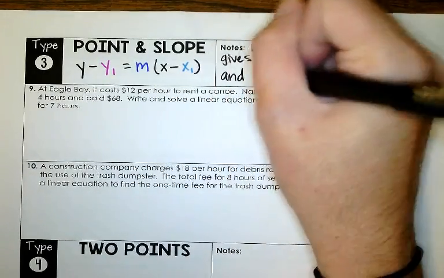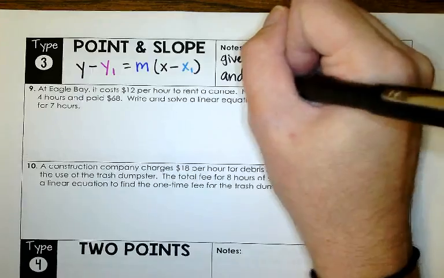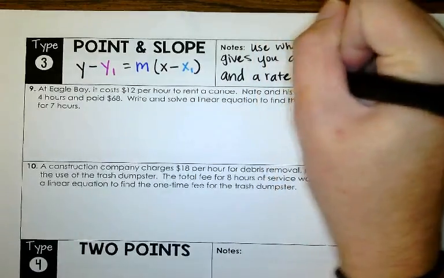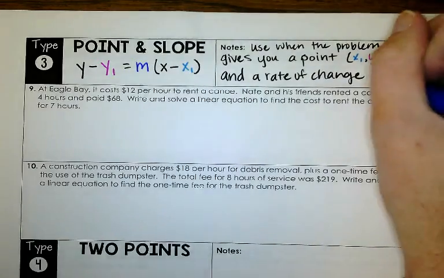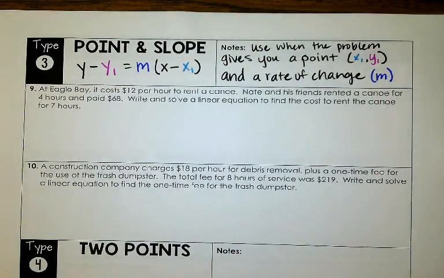Okay. And it also gives you the rate of change. So if they give you that slope and they give you a point, then you have to use point slope form. Because if they give you a point that's not your starting point, then you can't use slope intercept. So we're going to have to use point slope. So let's look at number 9 here.